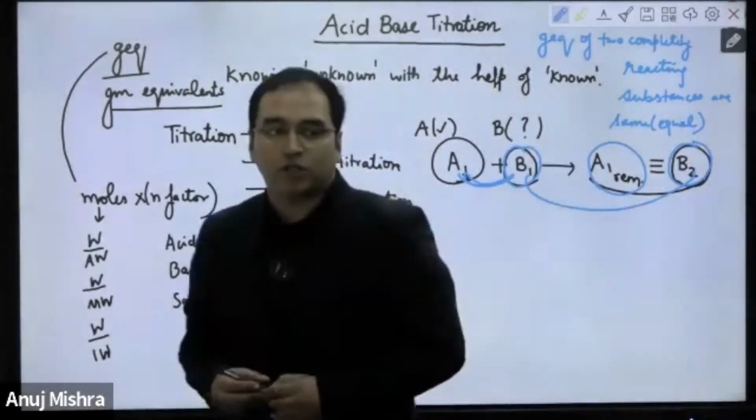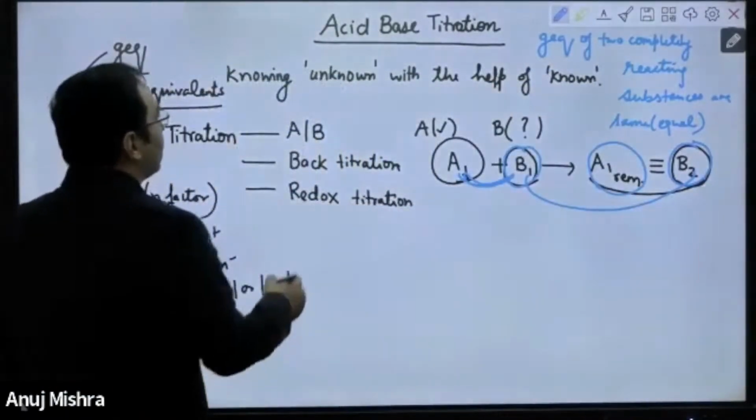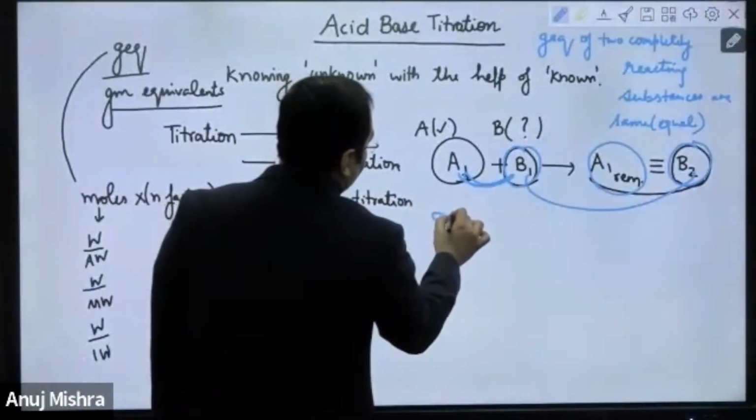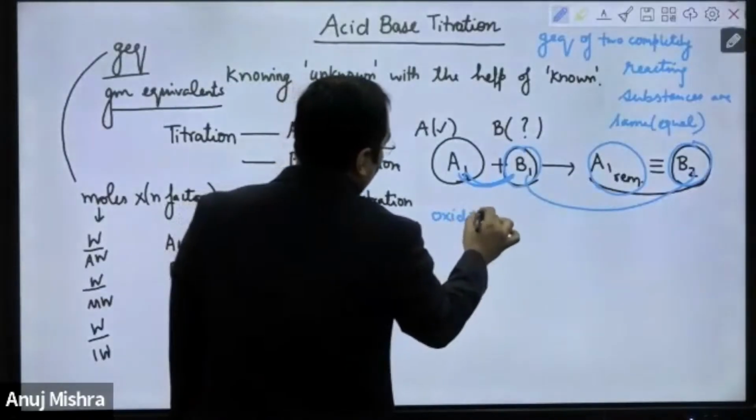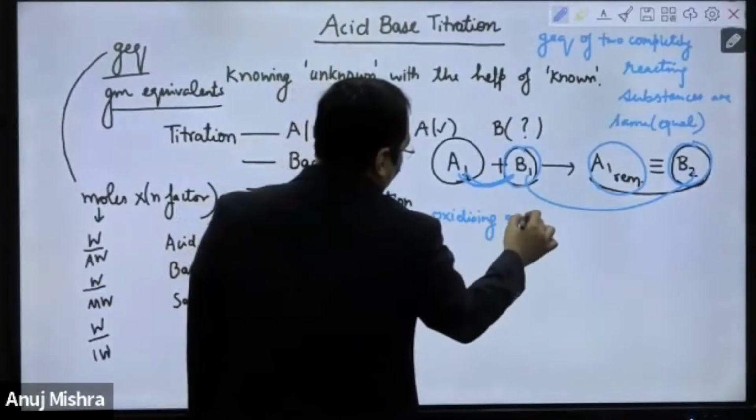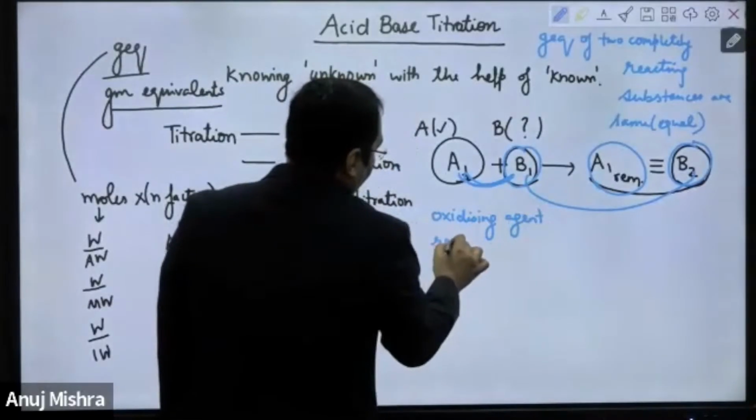Third thing can be redox. Redox is what? Reduction oxidation cases. So in this, what is happening? You will have some oxidizing agent, or you may have some reducing agent.